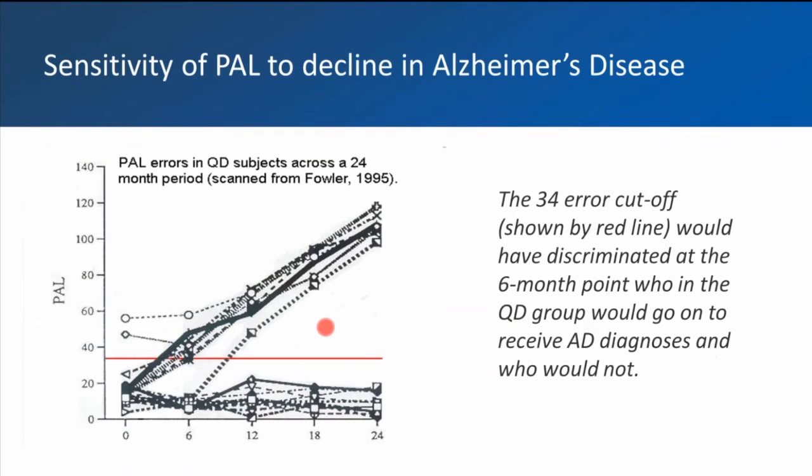And this slide just shows you the individual data for that questionable dementia group, so you can see just how tight the data is across the subjects. And the 34 error cutoff, shown in red here, would have identified at the 6-month period those subjects who would go on to receive an AD diagnosis.